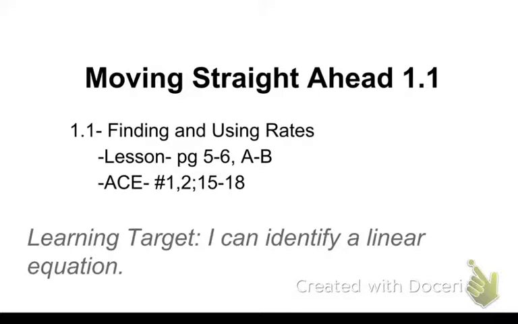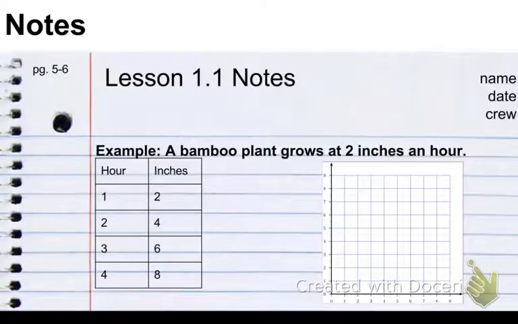The lesson is on page number 5 and 6, A through B of your new book. Make sure you check out a new book and put your name down so I can find you if you lose it. And we're going to be doing ACE problems 1 through 2, and then 15 through 18. And our learning target is that I can identify a linear equation. And what's a linear equation? Well, we're going to learn that now.